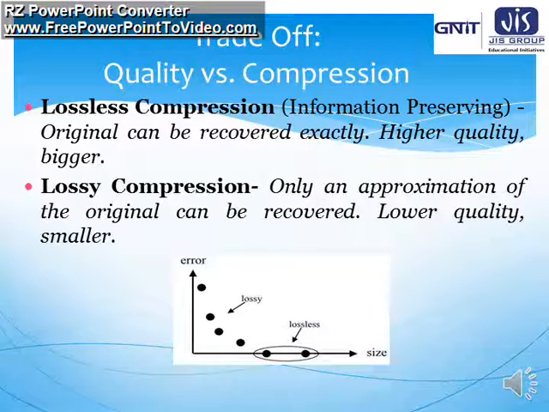Now, the trade-off between quality versus compression. That means we have to keep in mind that quality and compression both cannot be achieved together. Higher quality means less compression, higher compression means less quality. So they are inversely proportional. Lossless compression and lossy compression are very much important in image processing techniques.